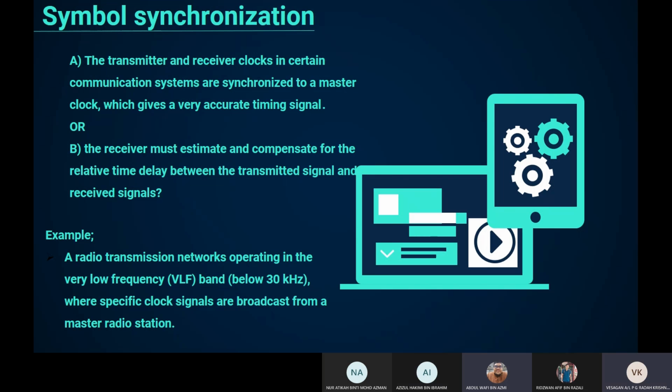Okay, now let's do a quick test. Below we have two answers that represent symbol synchronization. Which answer is true? A: the transmitter and receiver clocks in a certain communication system are synchronized to a master clock, which gives a very accurate time signal. Or B: the receiver must estimate and compensate for the relative time delay between the transmitted signal and the received signal. What is your answer, guys?